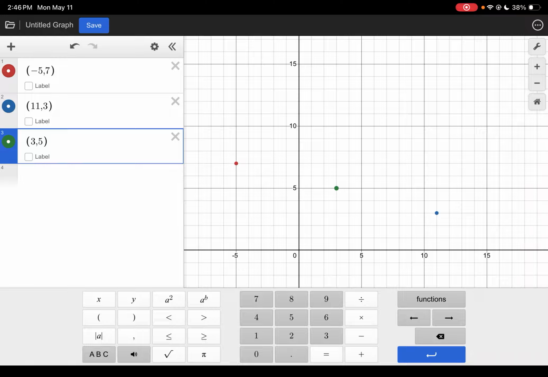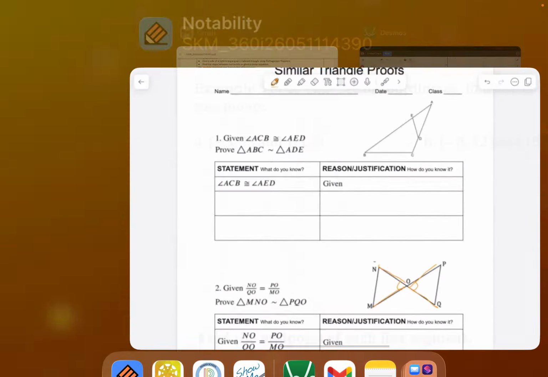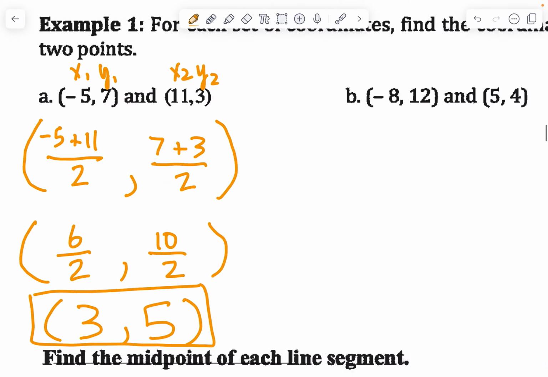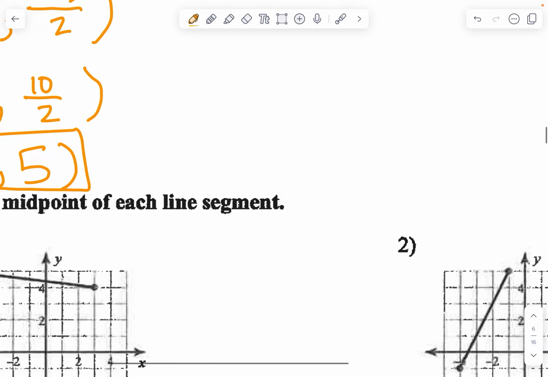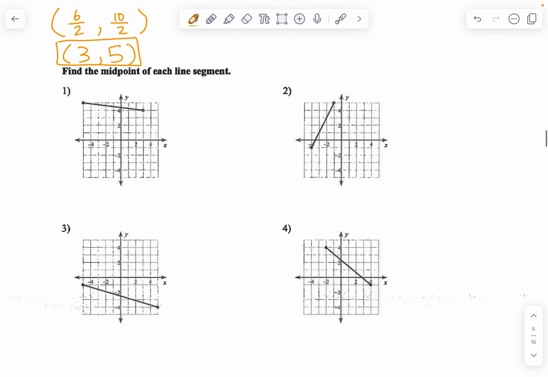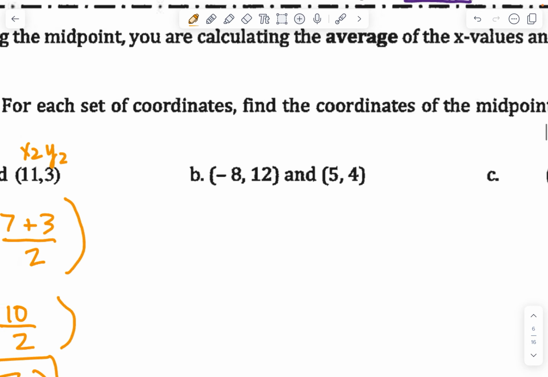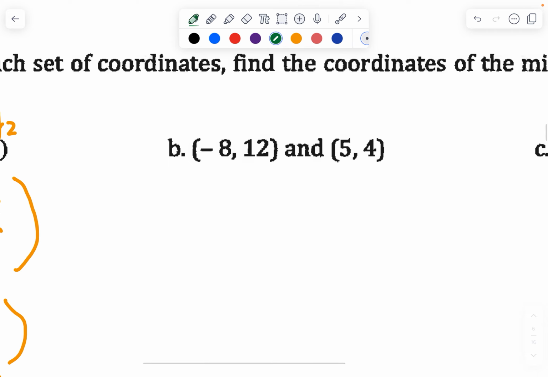So remember, that's what we're trying to find here. Obviously, I haven't connected them in Desmos here, but I'm trying to find the point in the middle. Sweet, I feel good about that. So going on to the second one, we have negative 8, 12, and 5, 4.